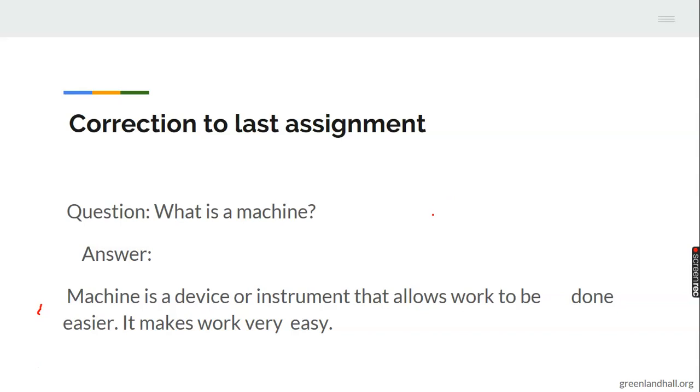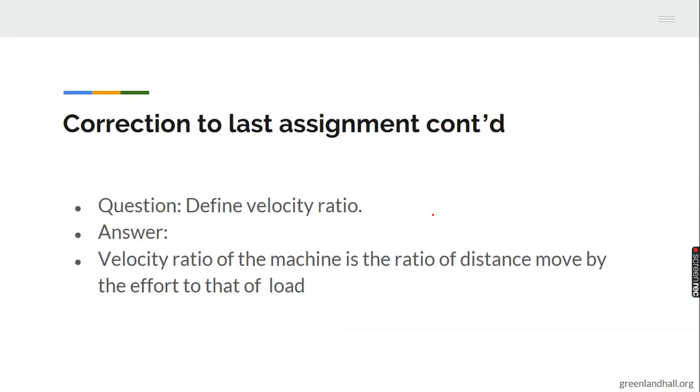Let's look at question number 1 that says, what is a machine? A machine is a device or instrument that allows work to be done easier. That is, it makes work very easy to do. Then question number 2, define velocity ratio. The velocity ratio of a machine is the ratio of distance moved by effort to that of load. Don't forget, mechanical advantage is just a ratio of load to effort, but velocity ratio is the ratio of distance moved by effort to that of load.